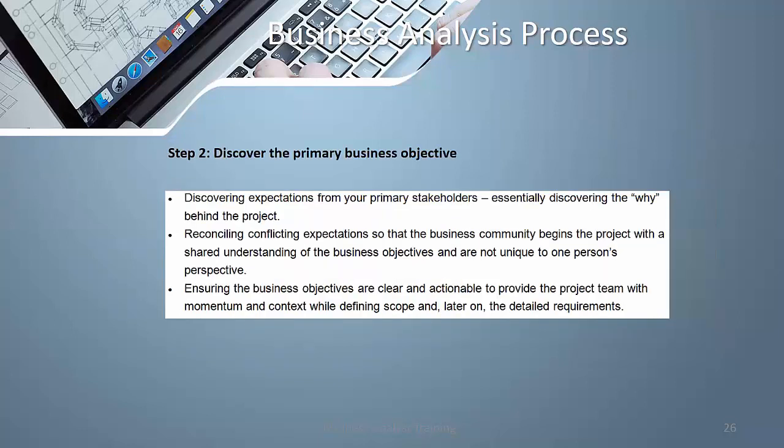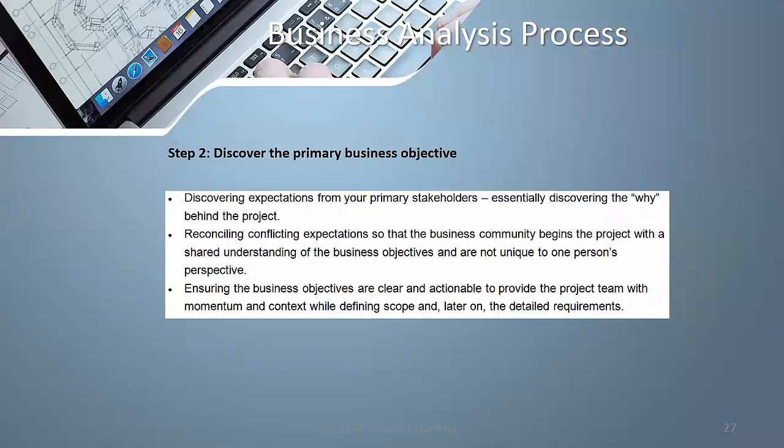Step number two is discover the primary business objective. What is the primary business objective of doing this project? So who will tell you? Stakeholders. You have identified the stakeholders in the previous step. Now you are talking to them and understanding the primary objective of doing this project. You call it the why behind the project. Why do you want to do this project?